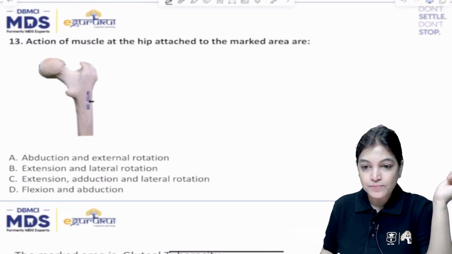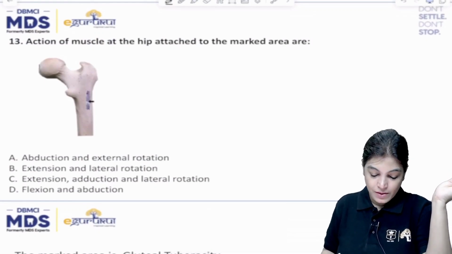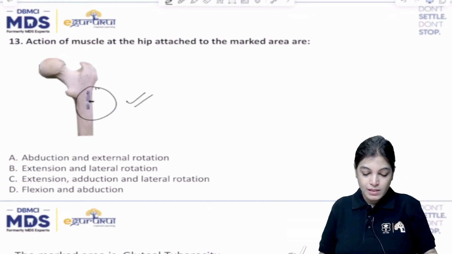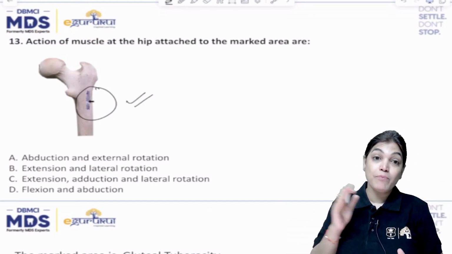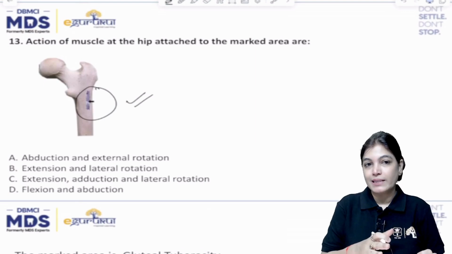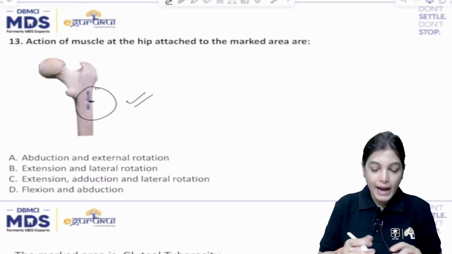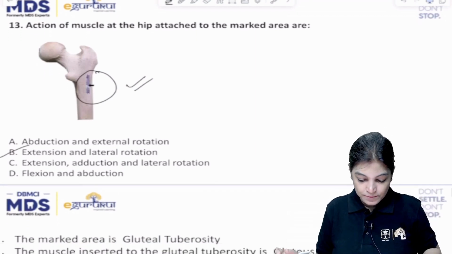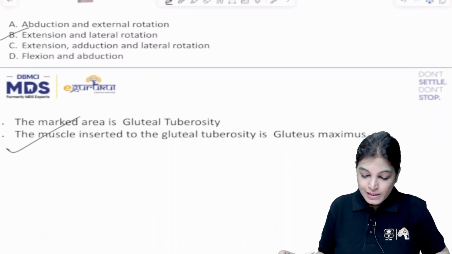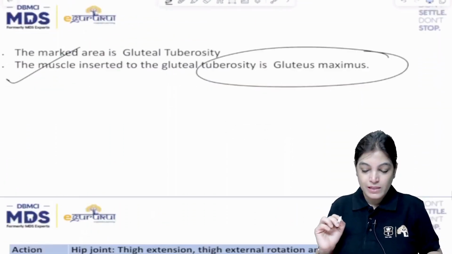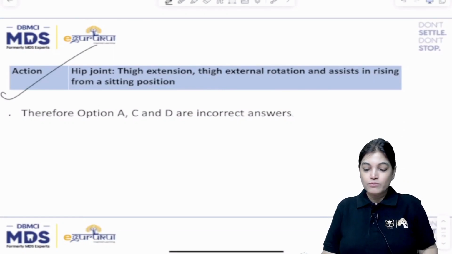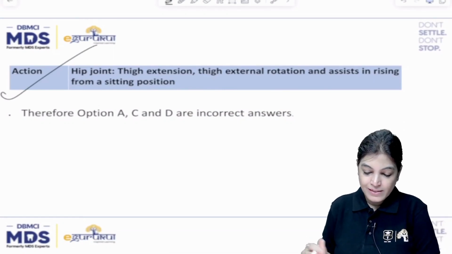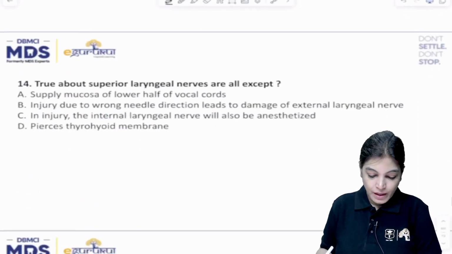Question number 13. Action of the muscle at the hip will give us the right answer. So basically, this marked area is the gluteal tuberosity, and we know that the gluteus maximus muscle is attached to this, and definitely the right answer will be extension and lateral rotation. So the marked area is the gluteal tuberosity and the muscle attached is gluteus maximus. So the action on the hip joint is external rotation along with the thigh, external rotation and extension.